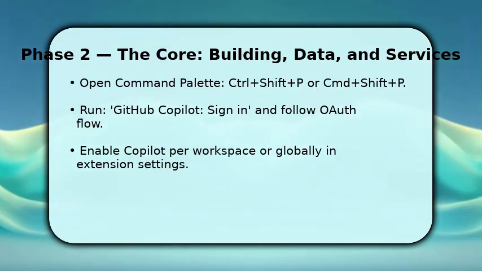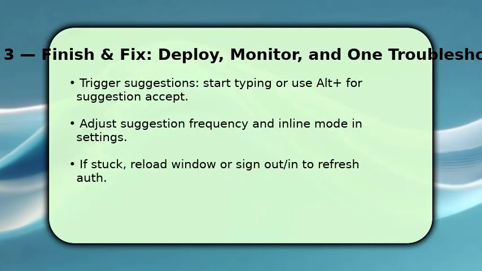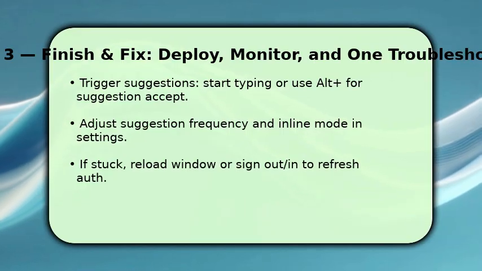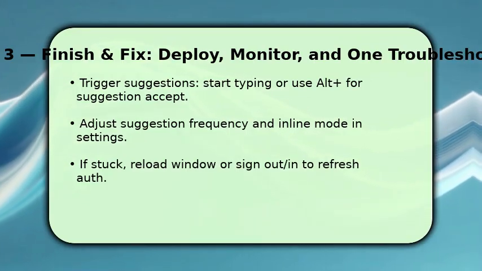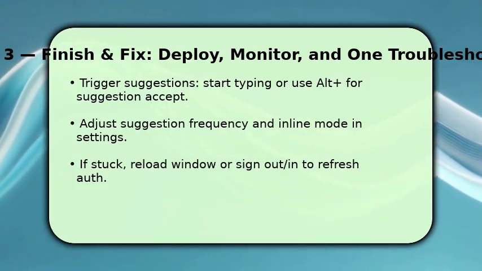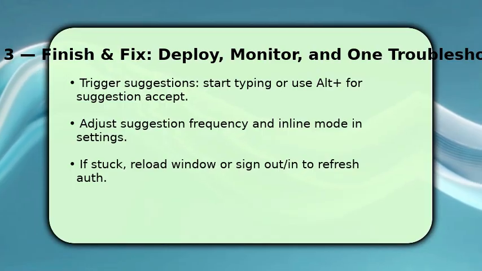Start a supported file and begin typing to see Copilot suggestions inline or press the configured shortcut to trigger completions. Accept suggestions with Tab or your chosen key. Once done, tailor behavior via extension settings, adjust suggestion frequency, inline mode, and file exclusions.